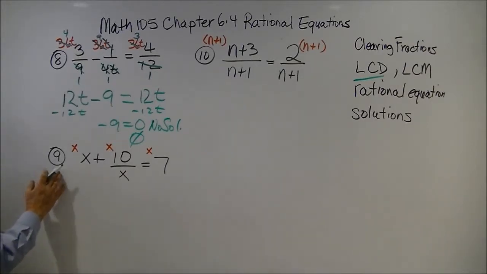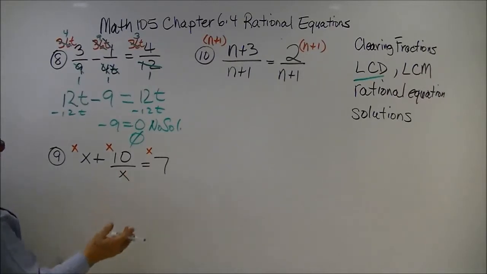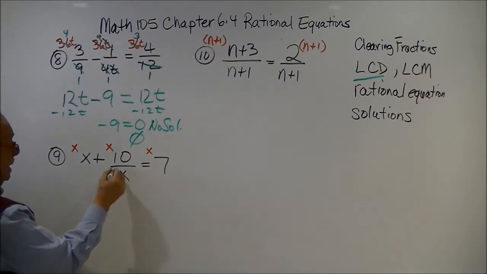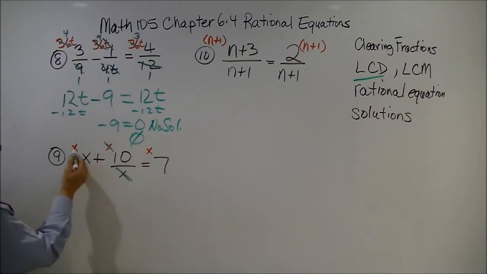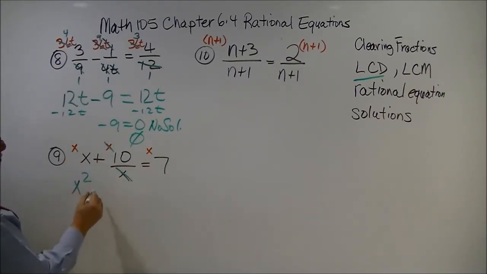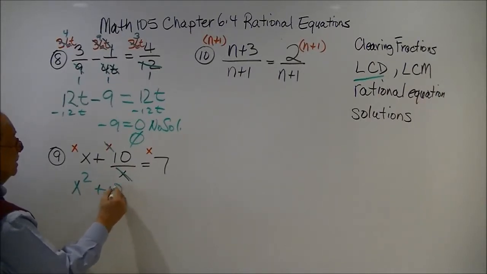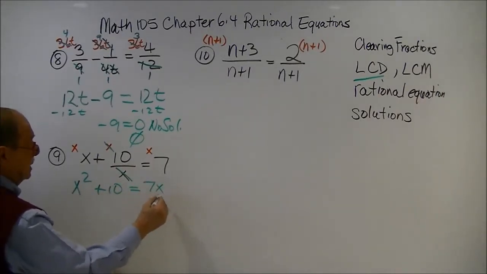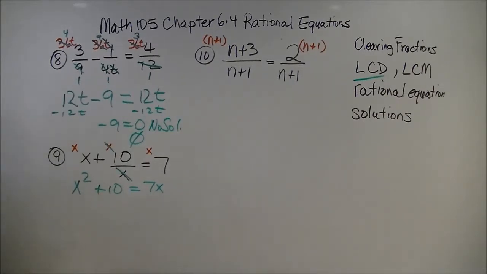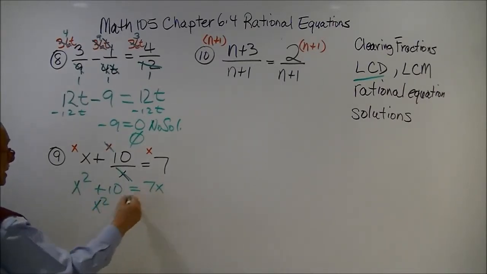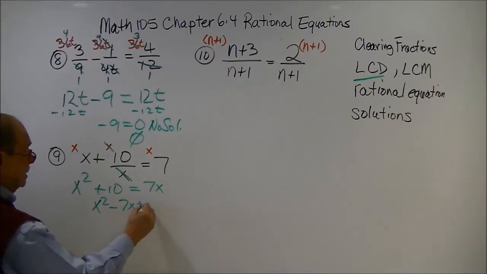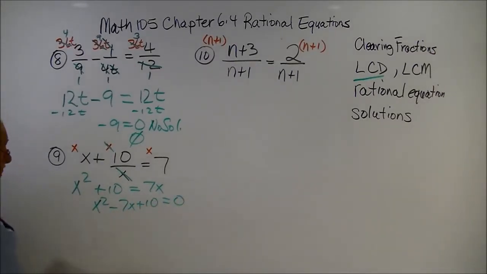All right, for number 9. Looks a little easy, and you're going to get some like this, I'm sure. Here the x's cancel out. So we're left with x squared plus 10 equals 7x. This is a quadratic equation. And how do we solve quadratic equations? By putting them in standard form. And let's do that. x squared, bring this over, negative 7x plus 10 equals 0.